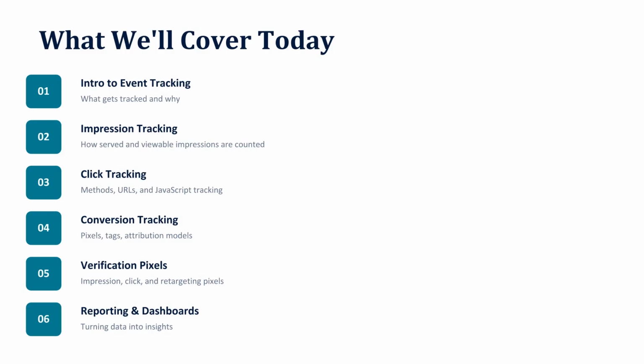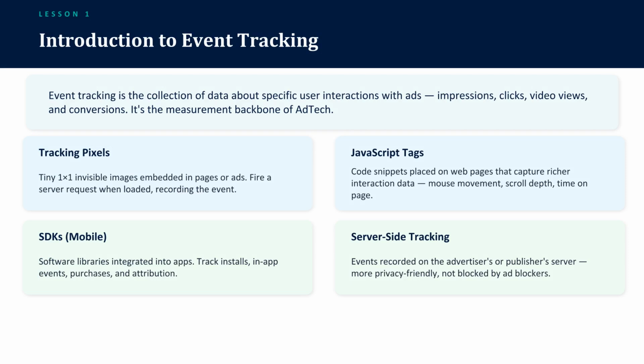The infrastructure of measurement, pixels, tags, SDKs, and servers, is the plumbing that makes the whole reporting system work. Every action a user takes in relation to an ad is a trackable event. The infrastructure for tracking these events, pixels, tags, SDKs, is what makes digital advertising measurable and accountable.